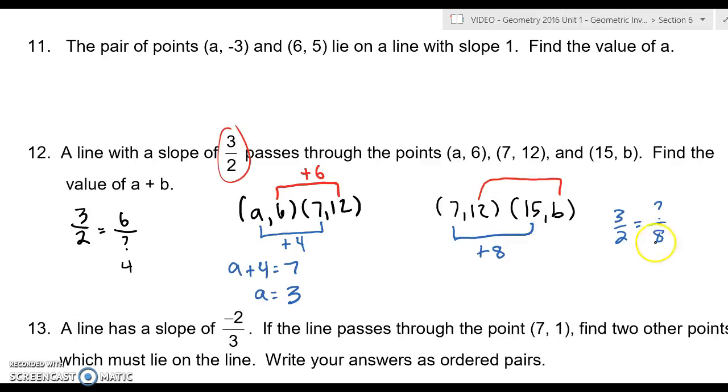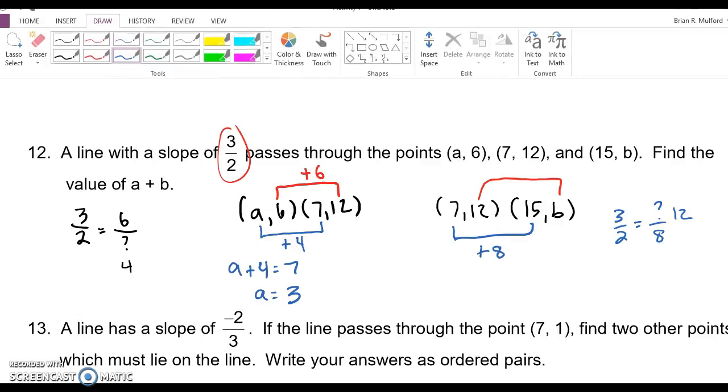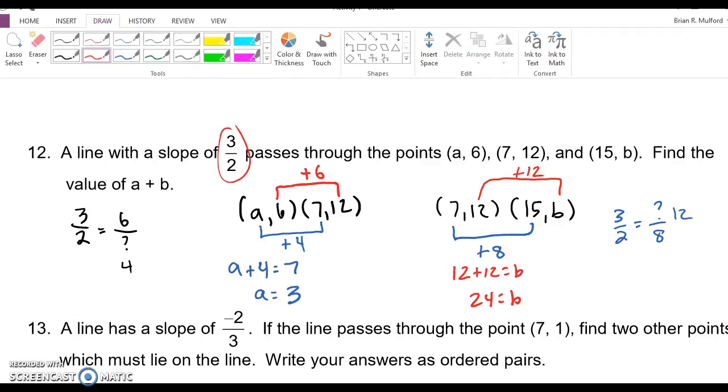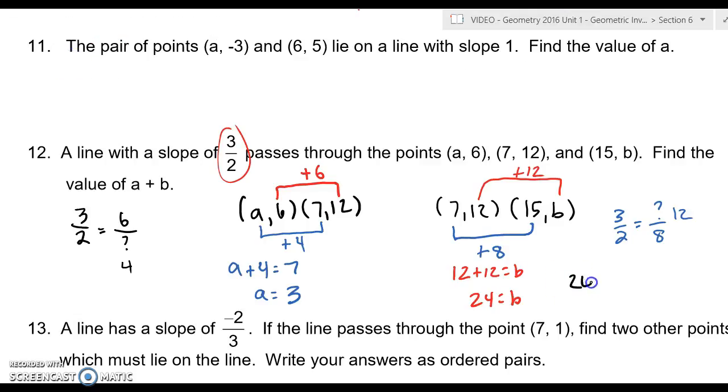Now to get from 2 to 8, I'm going to multiply by 4. I would have to do the same thing in the top to maintain that, so that's got to be a 12 there. What that means then for my change, my vertical coordinate change, is I have to have a plus 12. And so 12 plus 12 equals b. B is 24. So I'm trying to find a plus b. I've already got the two values. 24 plus 3 is 27.